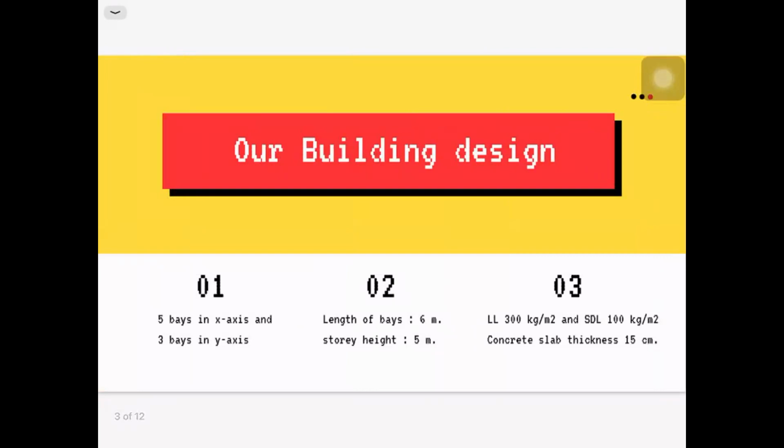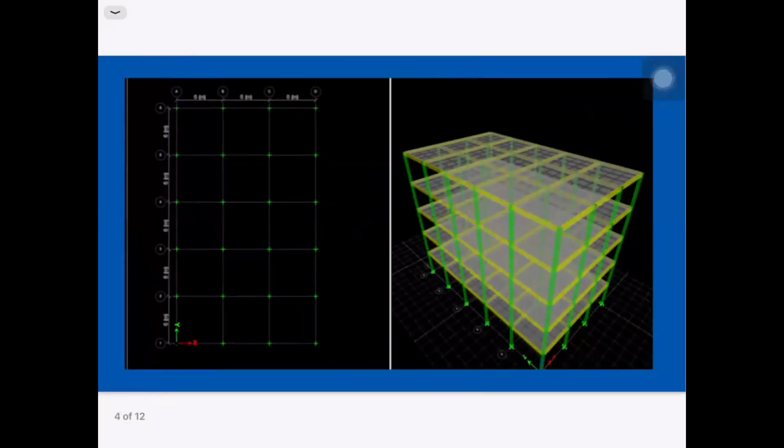First of all, I'd like to give you an overview of our building design. Our building consists of 5 stories, 5 bays in the x-axis and 3 bays in the y-axis. The height of each story is 5 meters and the length of the bays is 6 meters. 300 kilograms per square meter of live load and 100 kilograms per square meter of superimposed dead load are distributed. All supports are fixed and a 15 centimeter concrete slab thickness is used. Moreover, the building was designed and analyzed by using ETABS.